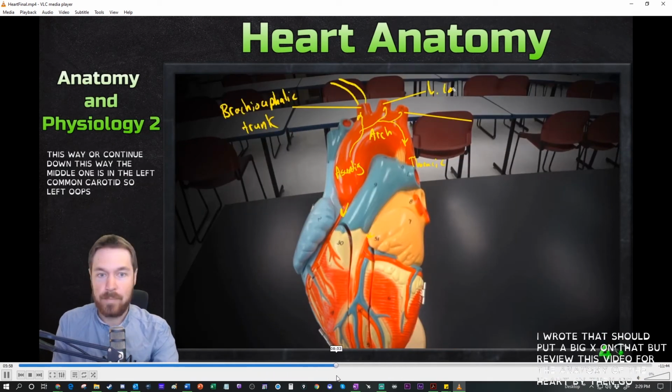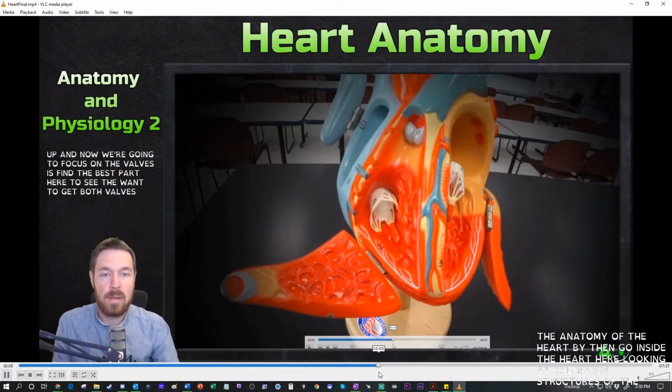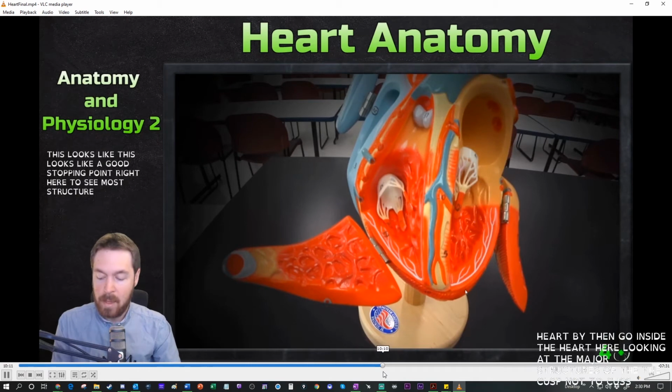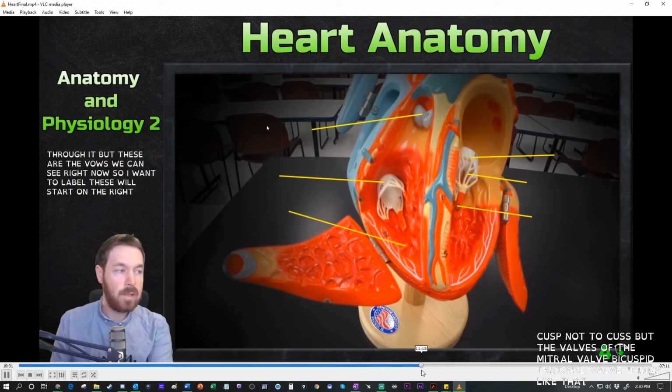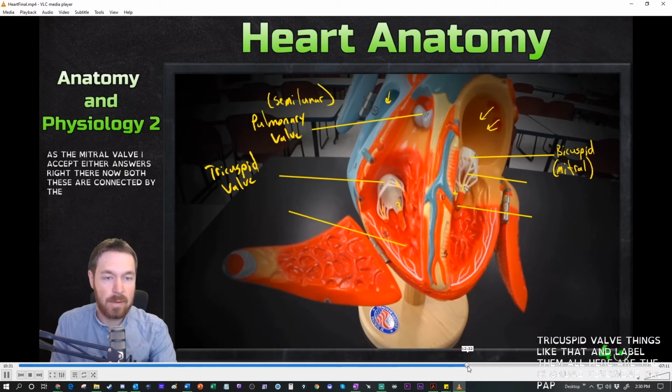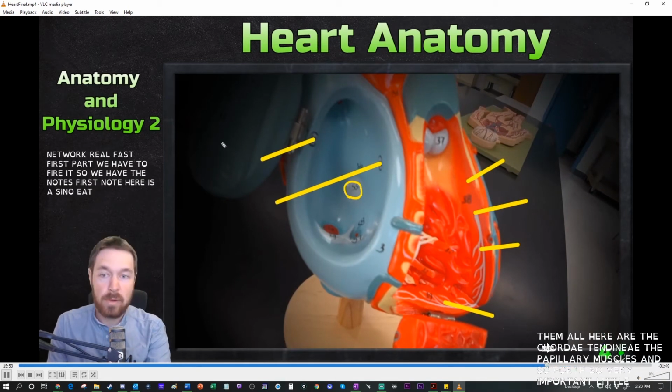I then go inside the heart here, looking at the major structures of the cusps, not the cusp, but the valves. So the mitral valve, bicuspid, tricuspid valve, things like that. I label them all here. The chordae tendineae, the papillary muscles, and so forth. So a very important little model here going over.